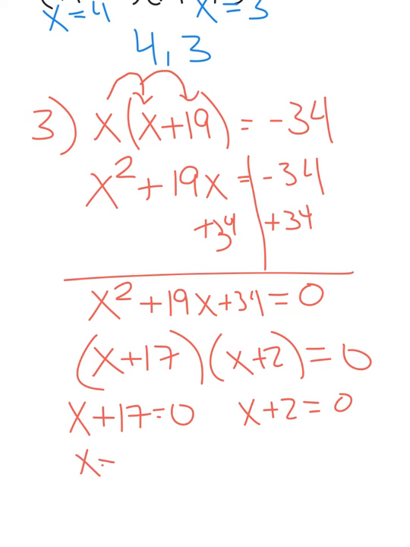X plus 17 equals 0. X has to be negative 17. X plus 2 equals 0. X has to be negative 2. My solutions happen to be negative 17 and negative 2.